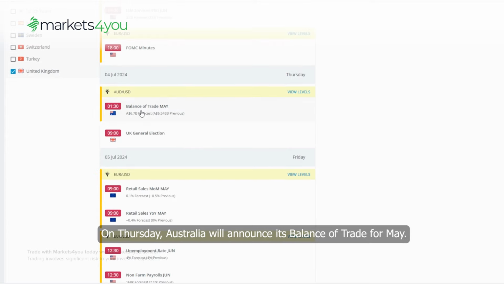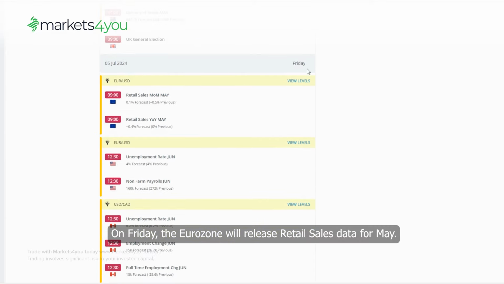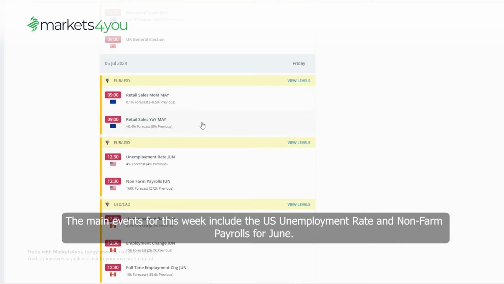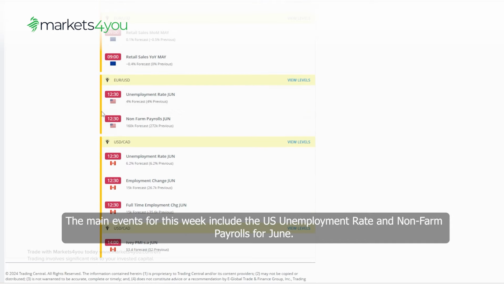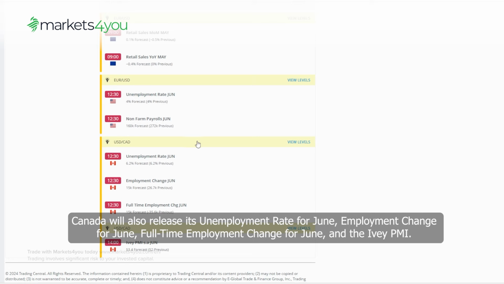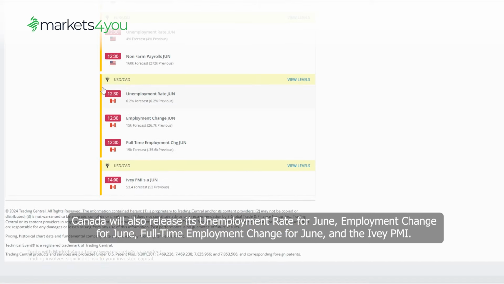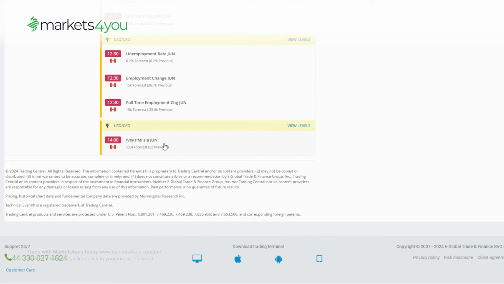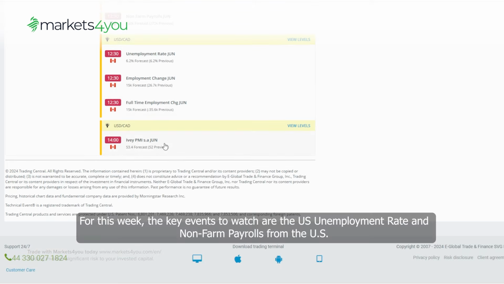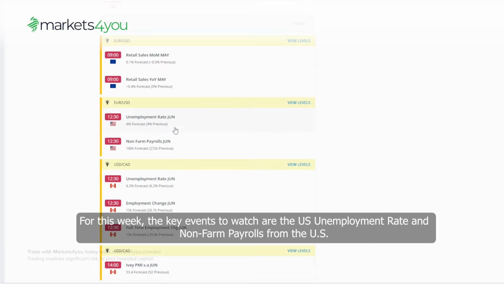On Thursday, Australia will announce its balance of trade for May. Additionally, the UK general election will take place. On Friday, the Eurozone will release retail sales data for May. The main events for this week include the US unemployment rate and non-farm payrolls for June. Canada will also release its unemployment rate for June, employment change for June, full-time employment change for June, and the Ivey PMI.